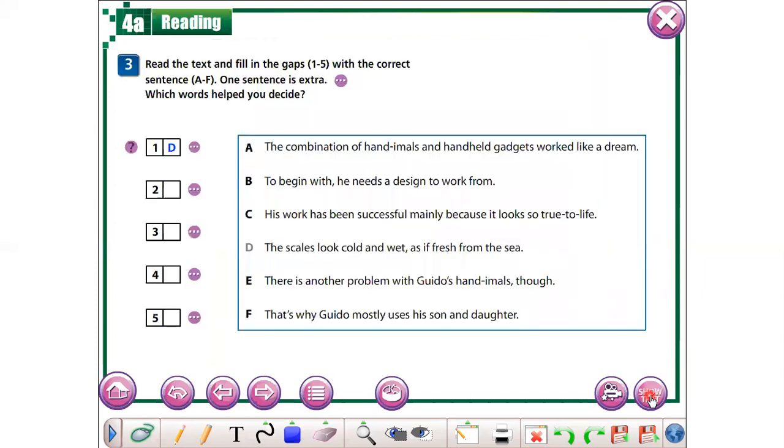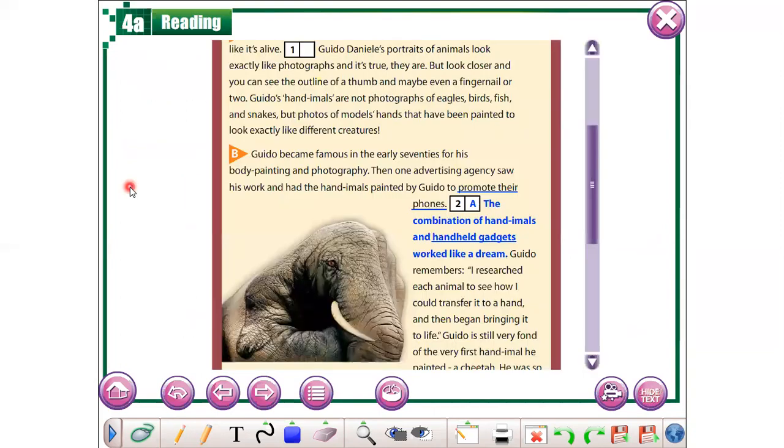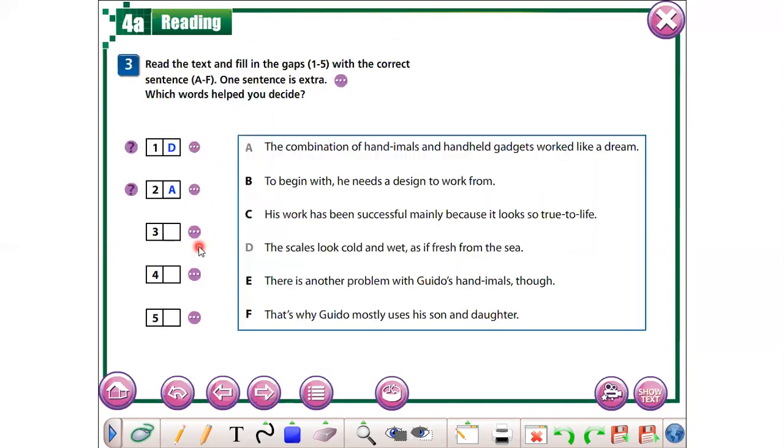Let's see if we find one of the sentences that refers to mobile phones or cell phones. They are the same, they're synonyms. And look at this, letter A: the combination of handimals and handheld gadgets worked like a dream. A handheld gadget can be a cell phone. Okay, and you can see it.